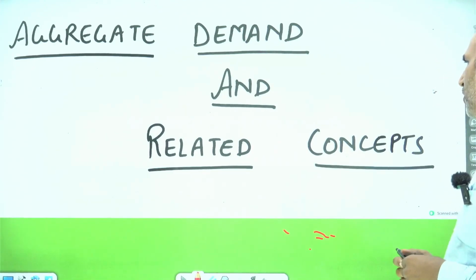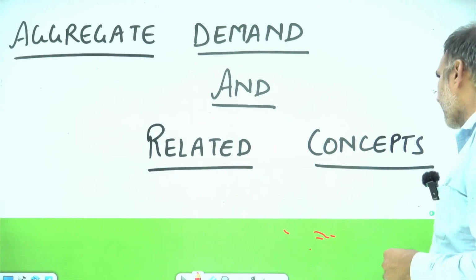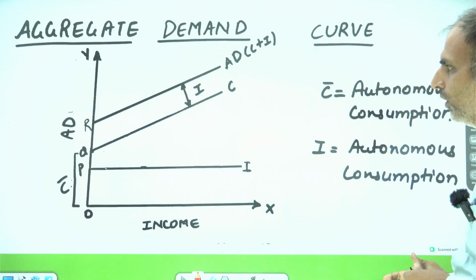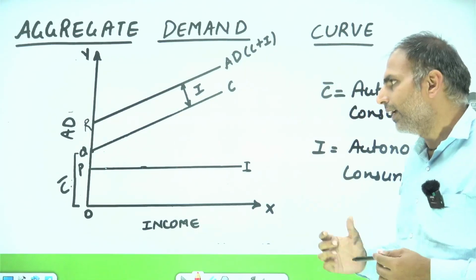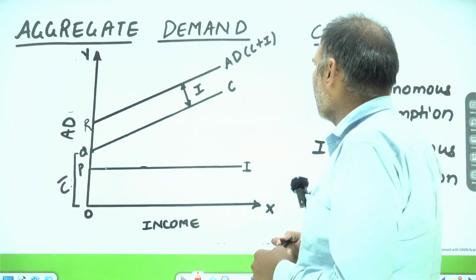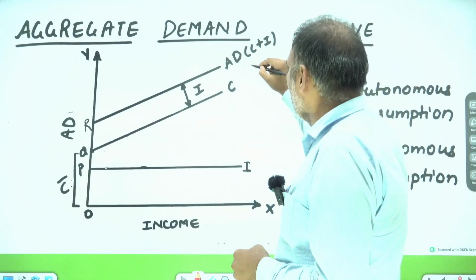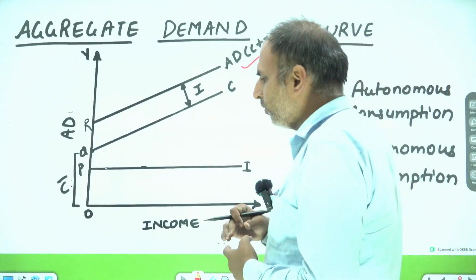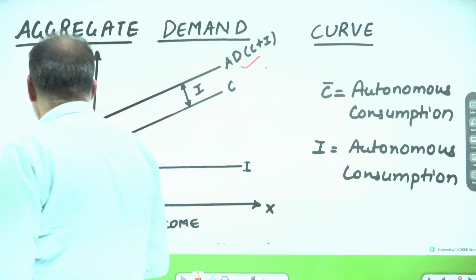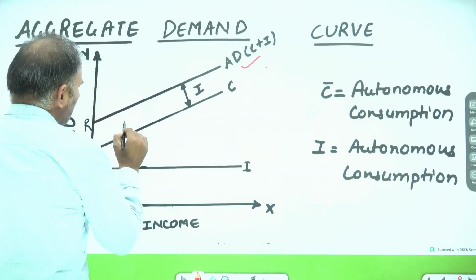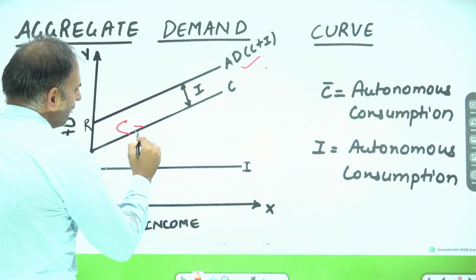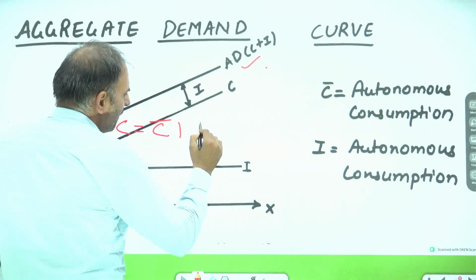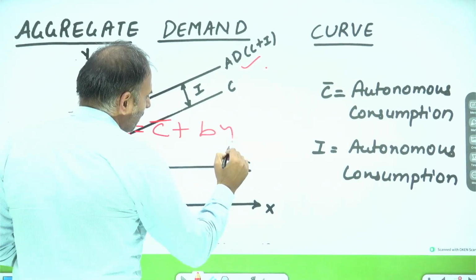Then related concepts. What are the related concepts? We can take these in aggregate demand. First of all, we need to know about consumption expenditure. Consumption expenditure is the autonomous consumption plus bY.